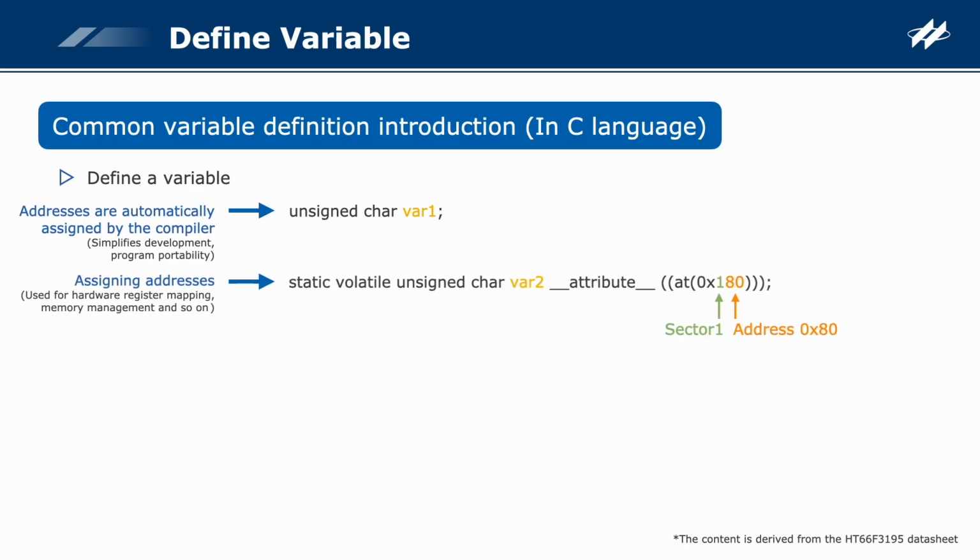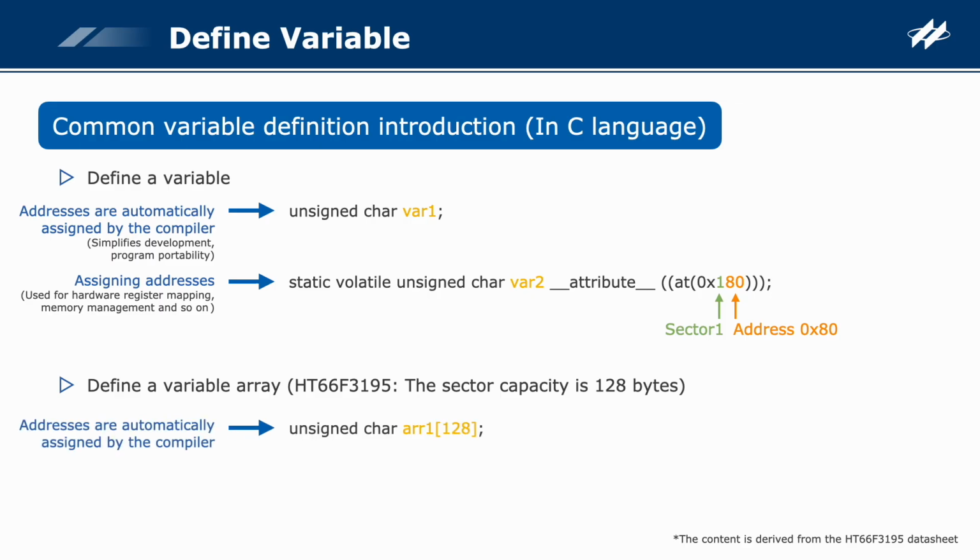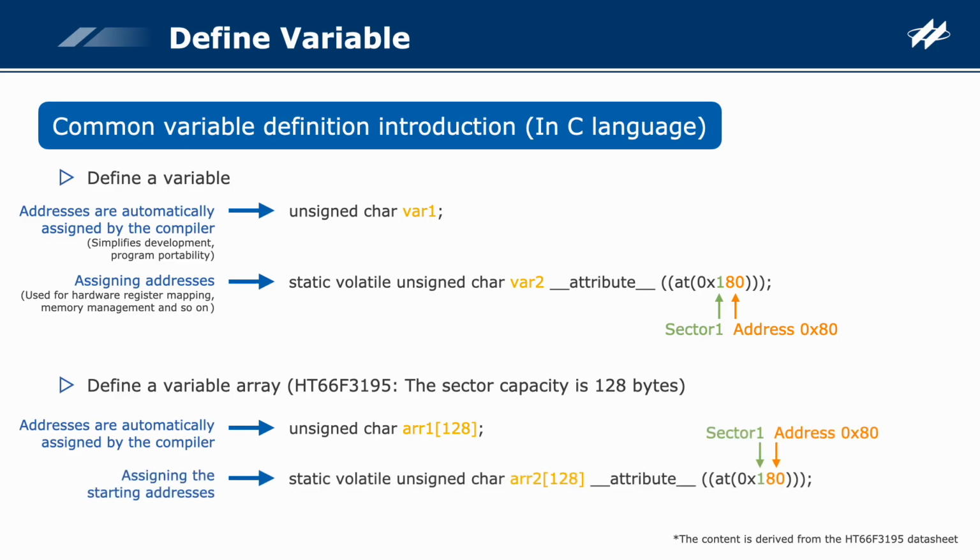The second one defines the variable 2 and also assigns the variable 2 to a specified address. This approach is mainly used for hardware register mapping, memory management, and other situations. How is variable array defined? The first one, the variable array, array1 is defined and the address is automatically assigned by the compiler. The second one defines the variable array, array2, and also assigns the array2 to a specified address.